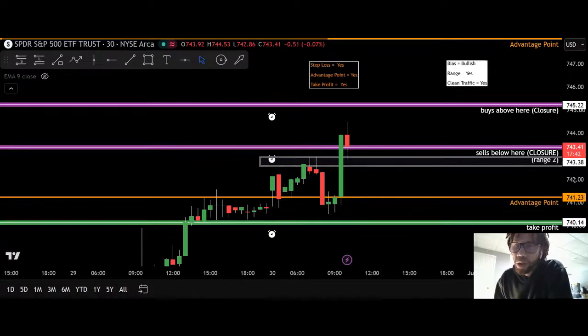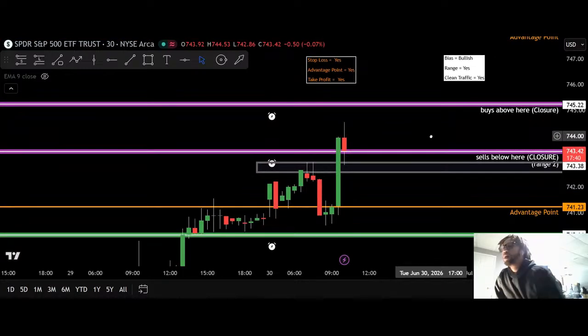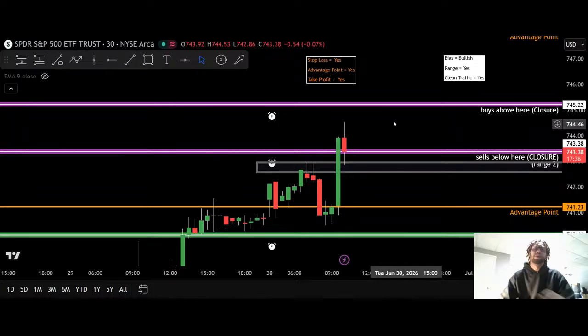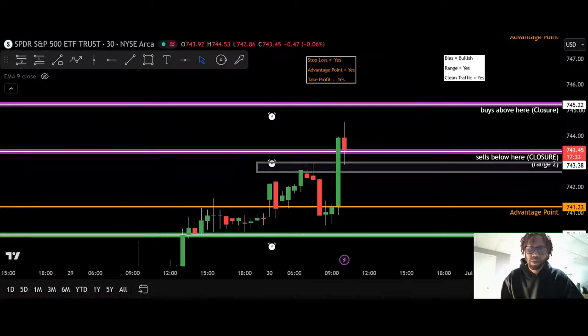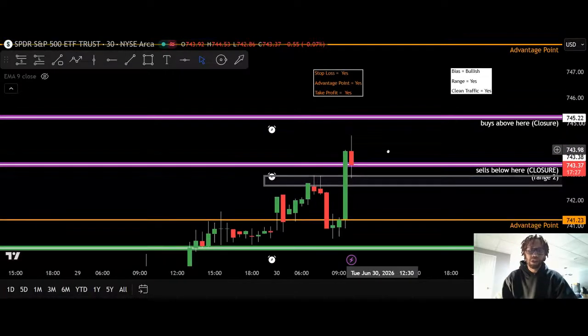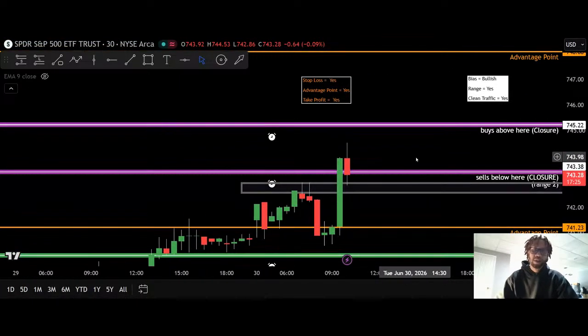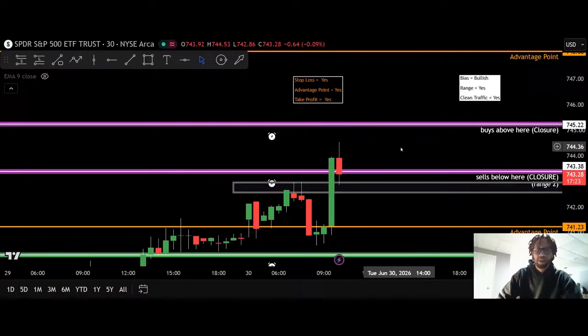My boy just went short QQQ. And the SPY and QQQ algo is pretty much the same. Oh, my boy caught a juice box. Boom. My boy caught a juice box.